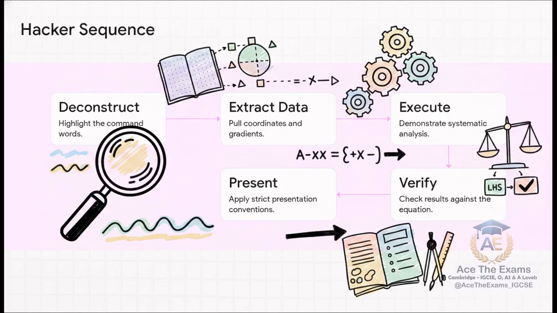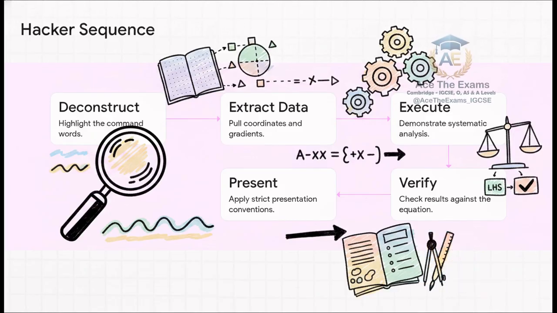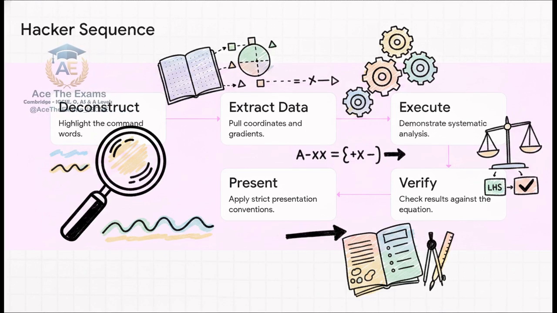Step 3, execute with clear notation. This is your systematic analysis in action. Lay out your working cleanly. Step 4, verify results. Take a deep breath, plug your final calculated coordinate back into your straight line equation, and see if the left side actually equals the right side. It literally takes 10 seconds, and it saves entire grade boundaries. And step 5, present with correct terminology. Strict conventions apply here. Proper headings, correct variable names, appropriate algebraic formats, and extremely clear annotation.